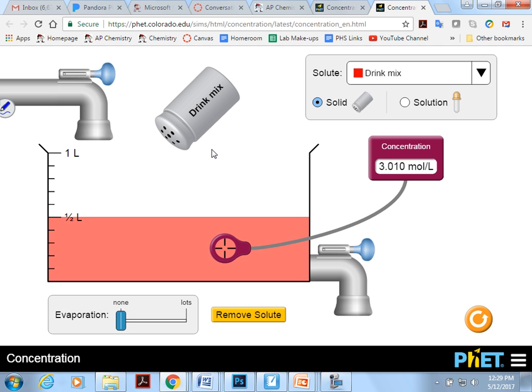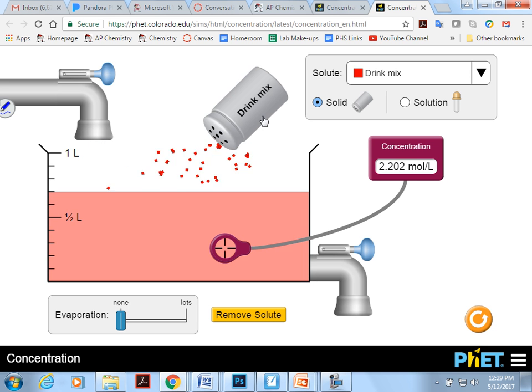As I go, it should make sense it's getting higher and higher. Why? Because I'm increasing my solute. So I'm increasing this number, right, and not changing the bottom. So it should make sense that when I add water from the spigot, the concentration will go down. Hey, look at that. It goes down, goes up. Well, why? Because I'm changing those values. Why, though? Check this out.